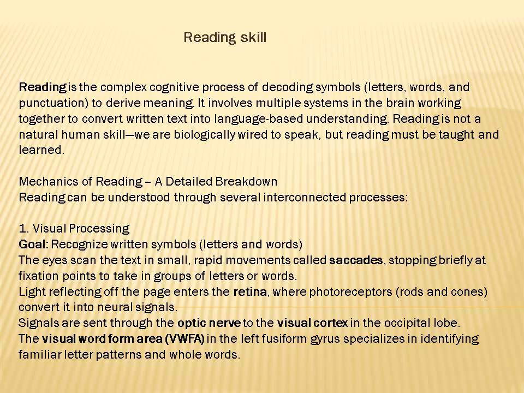The eyes scan the text in small, rapid movements called saccades, stopping briefly at fixation points to take in groups of letters or words. Light reflecting off the page enters the retina, where photoreceptors, rods and cones, convert it into neural signals. Signals are sent through the optic nerve to the visual cortex in the occipital lobe. The visual word form area, VWFA, in the left fusiform gyrus specializes in identifying familiar letter patterns and whole words.